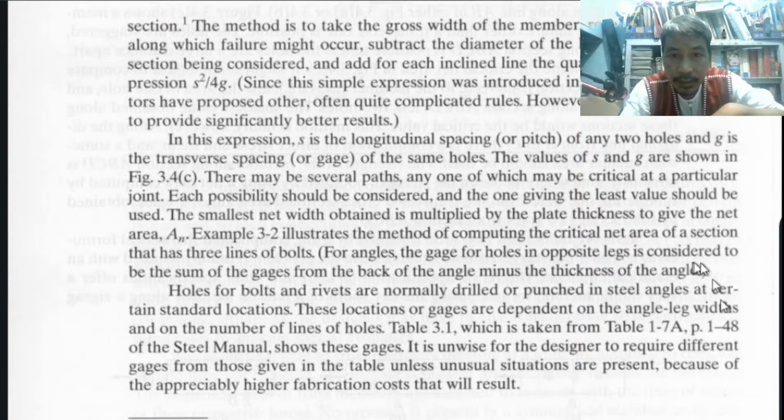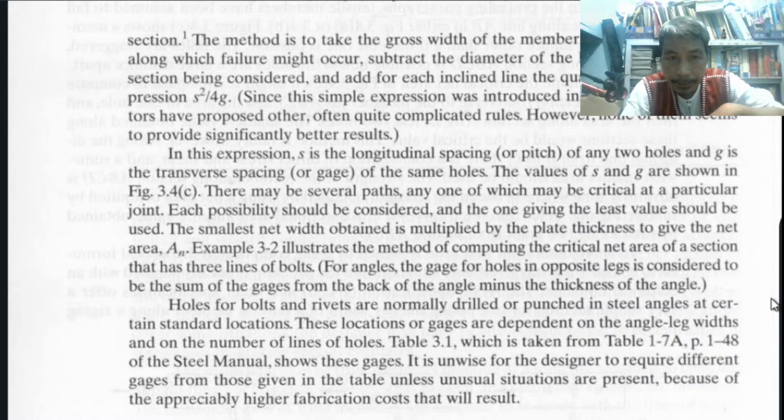So, let us define some new symbols. What do we mean by S? S and G. S is the longitudinal spacing, or pitch. Spacing, meaning pitch, we represent by S. What do we mean by G? That is gauge, or transverse spacing.